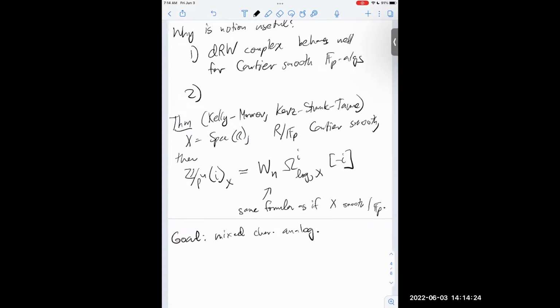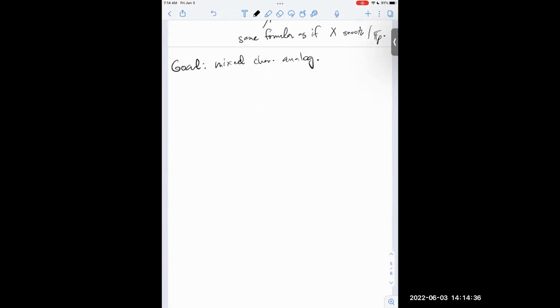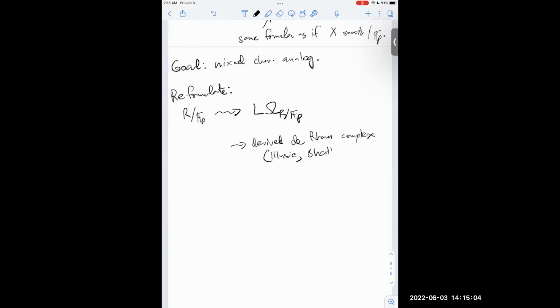Okay, so the first thing is that I want to reformulate this notion of Cartier smoothness slightly, in such a manner that it will have a nice mixed characteristic analog using prismatic cohomology. So let me reformulate. Again, R is an F_p algebra. Then we can associate to it LΩ of R over F_p, the derived de Rham complex of R over F_p, as in work of Illusie and Bhatt.